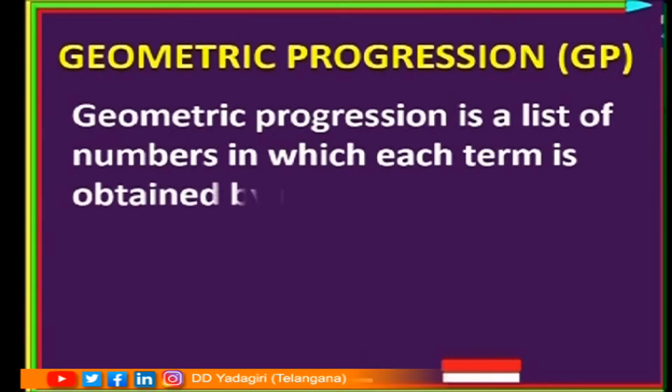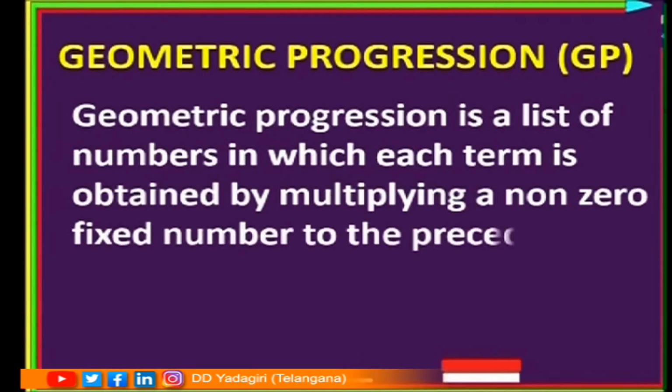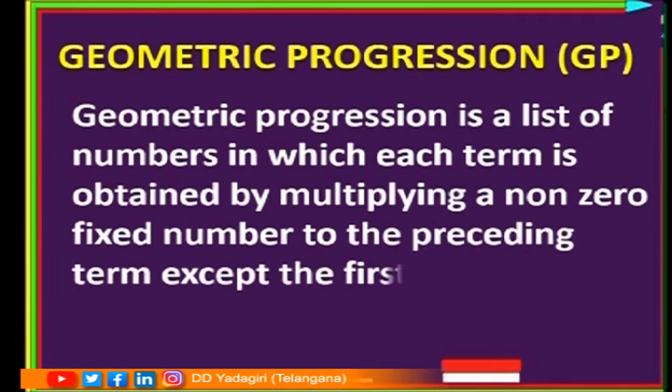Geometric progression is a list of numbers in which each term is obtained by multiplying a non-zero fixed number to the preceding term, except the first term. Just now we have seen in the examples. Okay, so by multiplying a fixed number which is non-zero, we will get the next terms, except the first term. That is the definition of geometric progression.